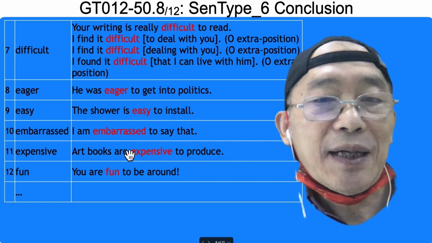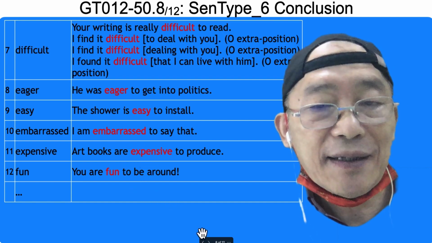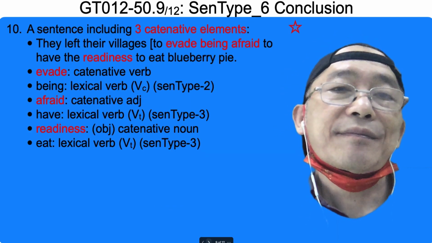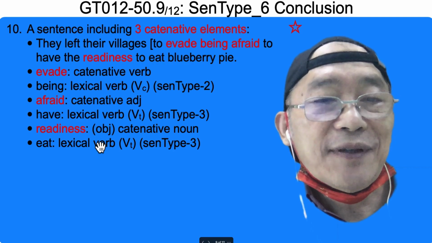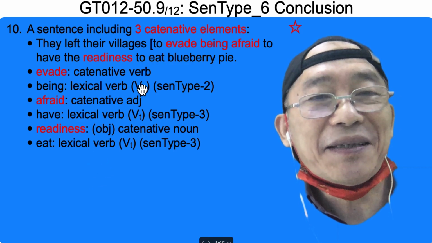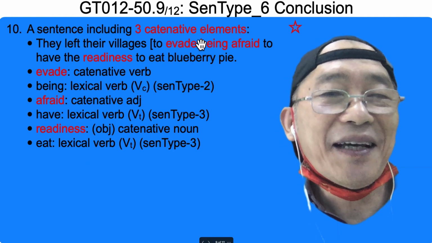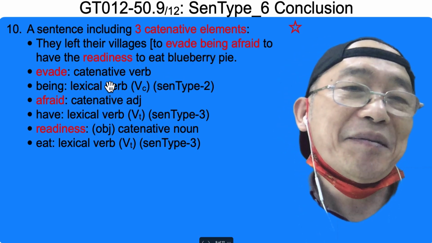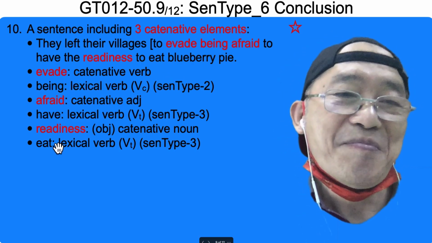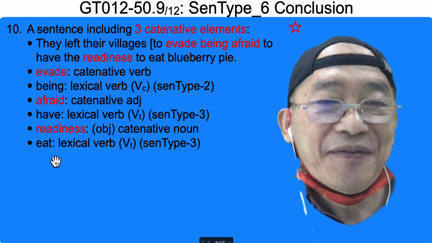Okay, some other catenative adjectives. So for this sentence, last time I said there are 6 catenative elements. Sorry about that, only 3. And the other 3, let's check.